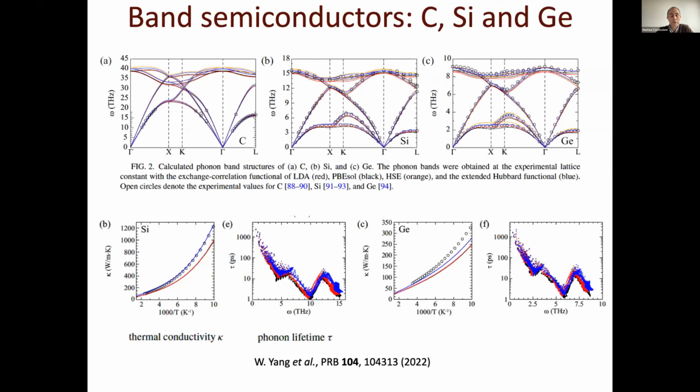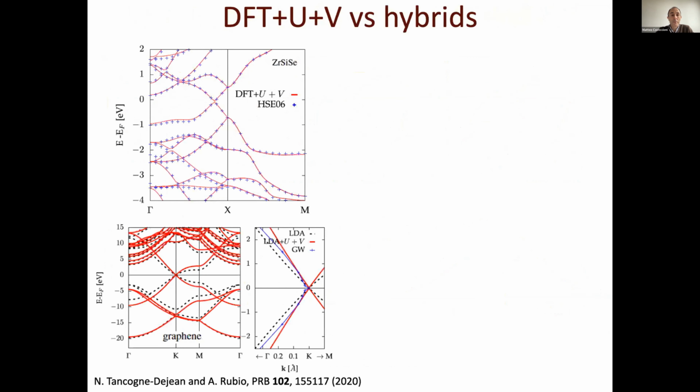People have refined this calculation over the years and shown that the +V functional is also able to refine the prediction of the phonon dispersion, phonon lifetime and thermal conductivity of these materials. And you can find a nice discussion of the application of +V for zirconium silicon selenide and also 2D materials like graphene, in comparison with hybrid functional and actually GW.